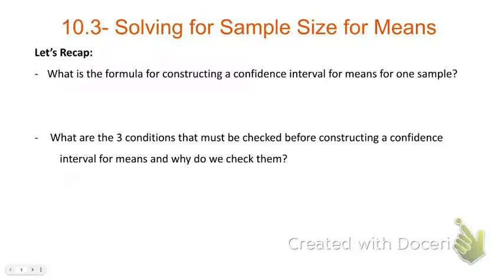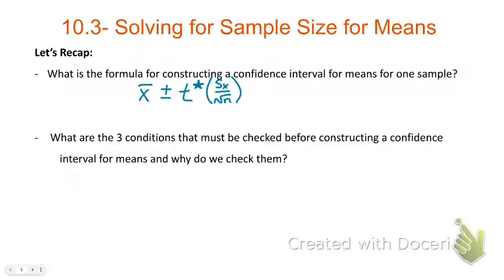So the first thing we're going to remember is the formula for constructing a confidence interval for means for one sample. We take our point estimate of x bar, which is in the middle of the interval, and we add and subtract the t star critical value, which is multiplied by the standard error, which is s sub x over the square root of the sample size. So that's the formula for constructing a confidence interval for one mean.